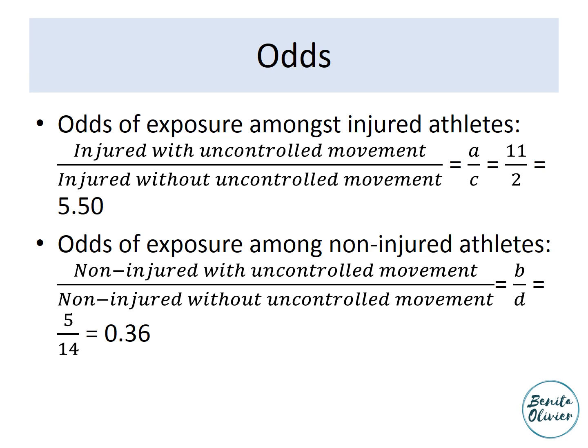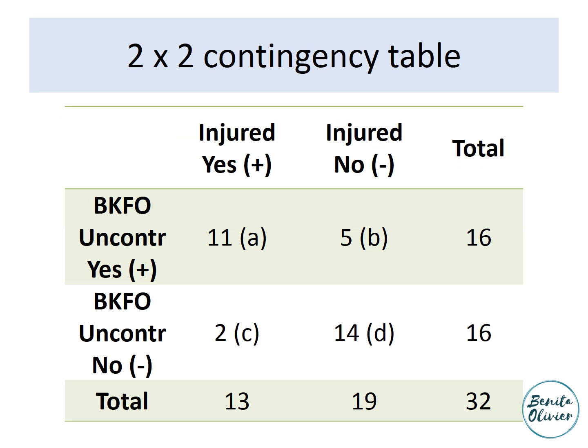Now the odds of exposure amongst the non-injured athletes. You'll take B divided by D, or the non-injured with uncontrolled movement divided by the non-injured without uncontrolled movement, B over D, or 5 over 14. So it's the non-injured participants who displayed uncontrolled movement divided by the non-injured participants who had no uncontrolled movement.